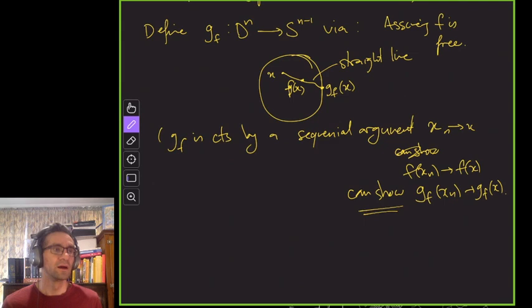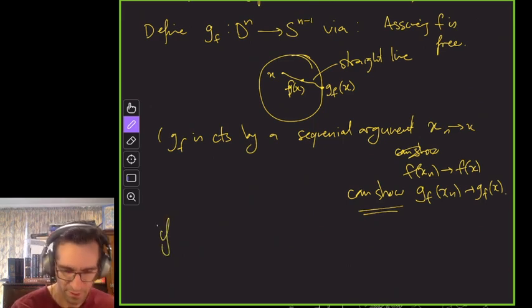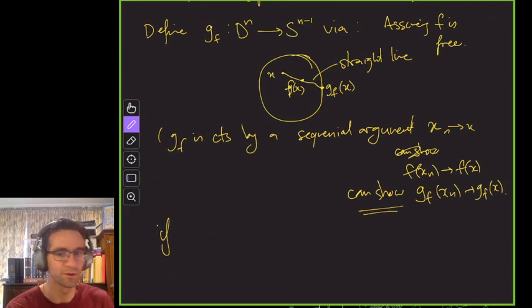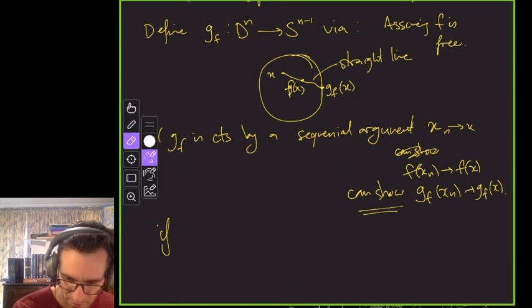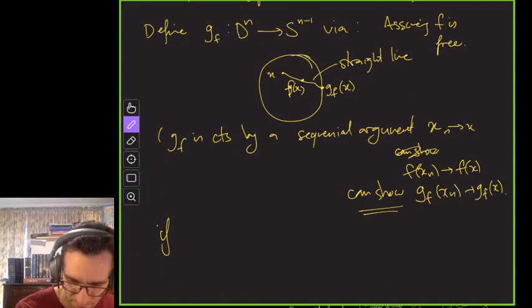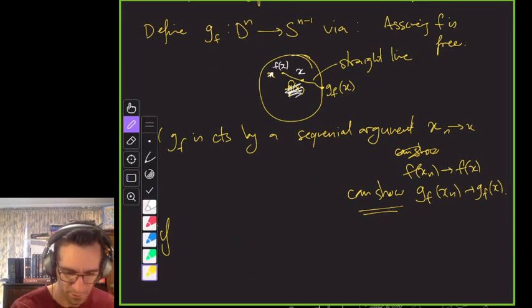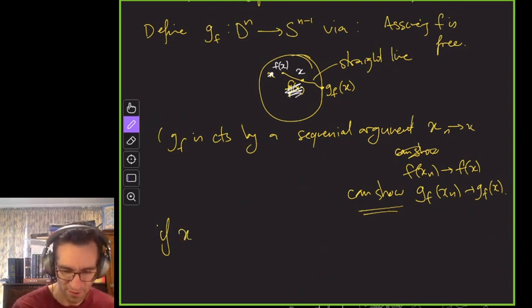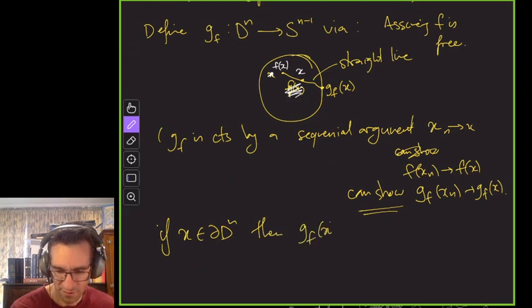So then, actually, which way do I go? Did I go the wrong way? It should be the other way, from f(x) to x. Let's just swap these. Ooh, I can't. This is x. This is f(x). It matters. Okay, and so note that if x is in the boundary, then g_f(x) is in the boundary.